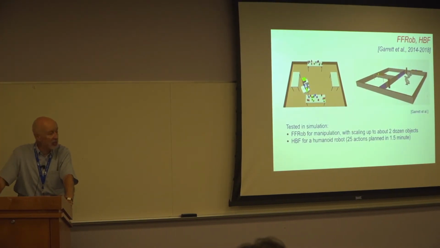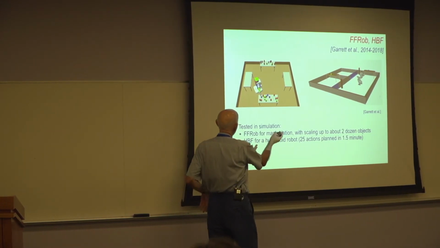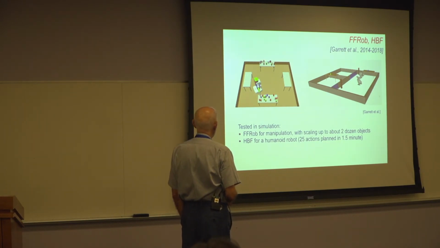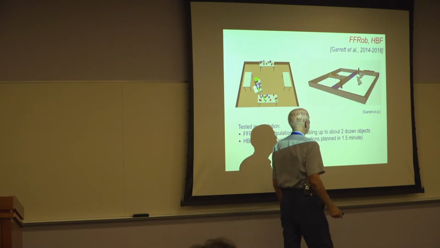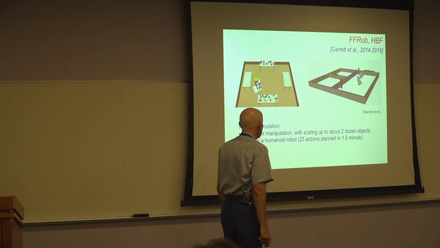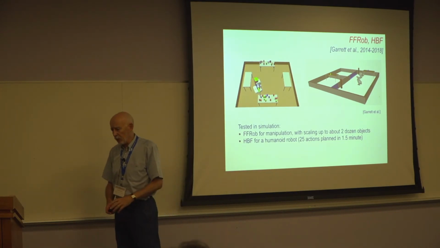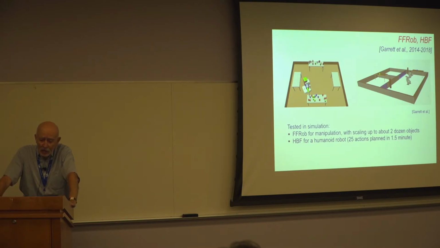So this system has been tested in simulation. In an example like this one, this is with FFROB for manipulation, where you have to sort these objects, for example, red to the right and green to the left, and so on. 24 objects. And this one for a humanoid robot, where you have to operate a switch here that opens the door access to the green object and take it away and put it close to the blue one. So for example, HBF, which is more efficient than FFROB, plans this with about 25 actions in 1.5 minutes. So this is FFROB, which is an extension of the usual task planning techniques with the appropriate procedural attachment and ways of computing the heuristics given the roadmap connectivities.